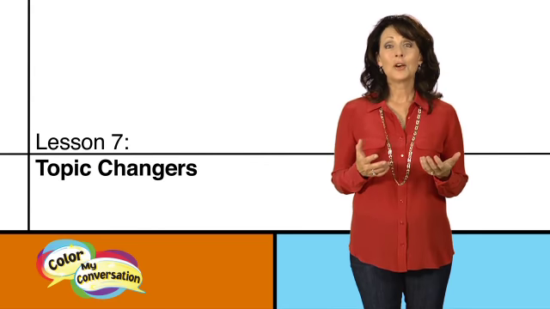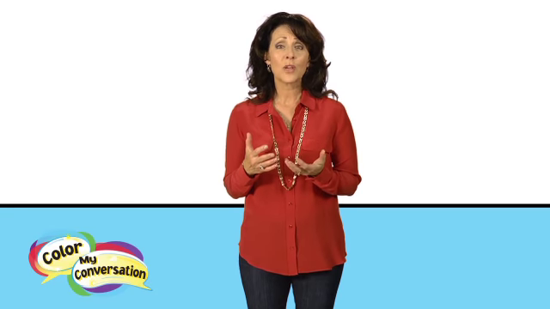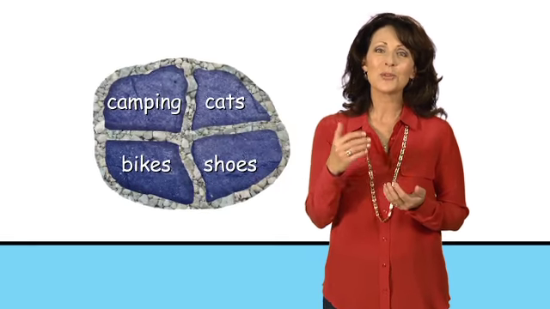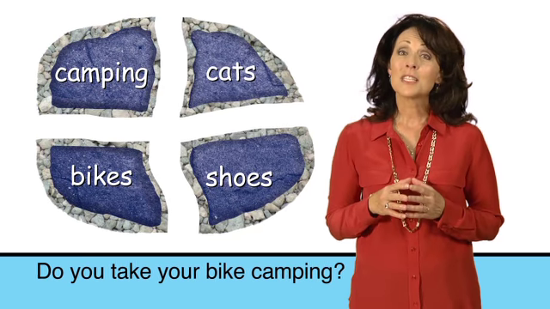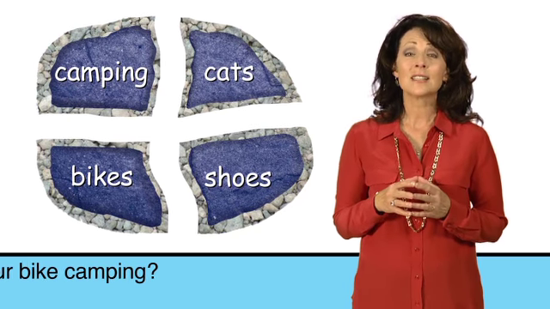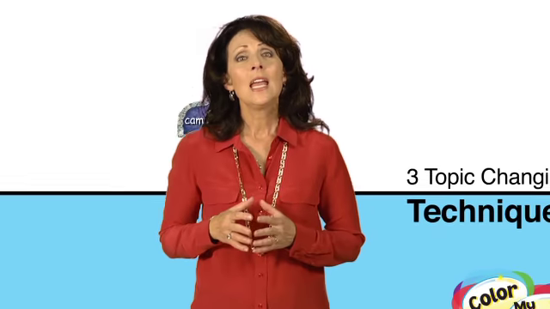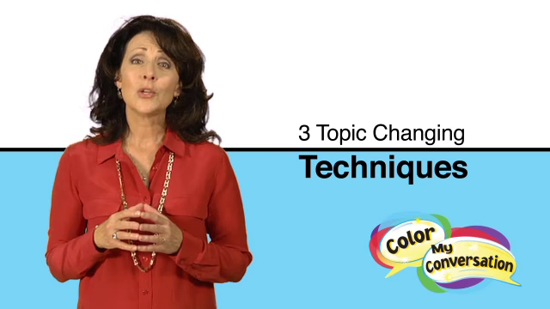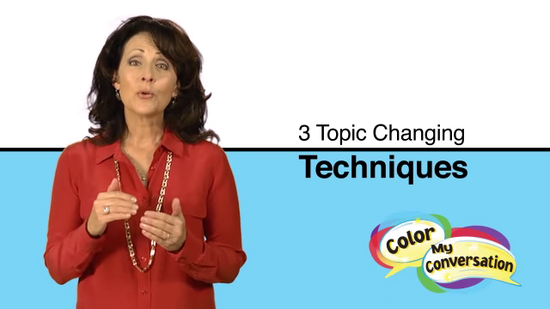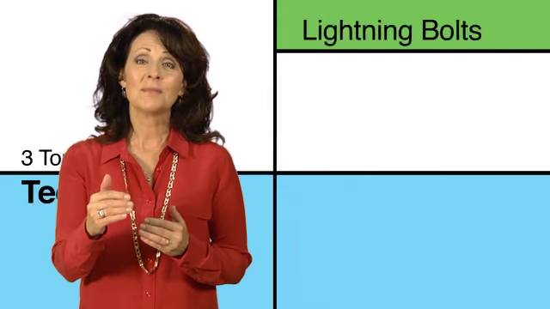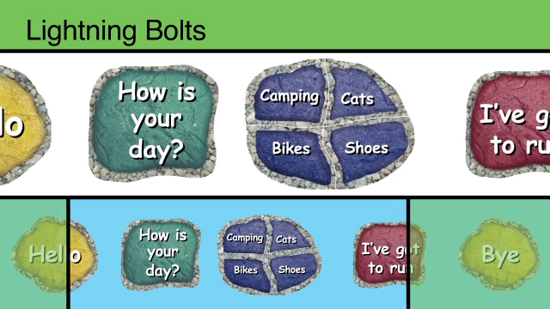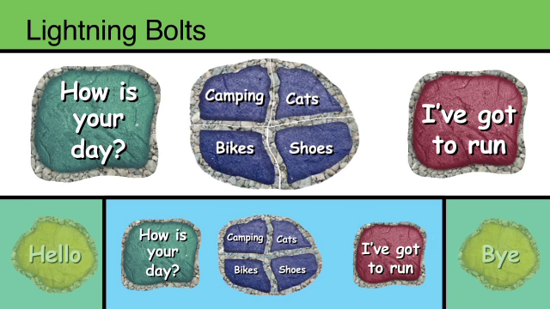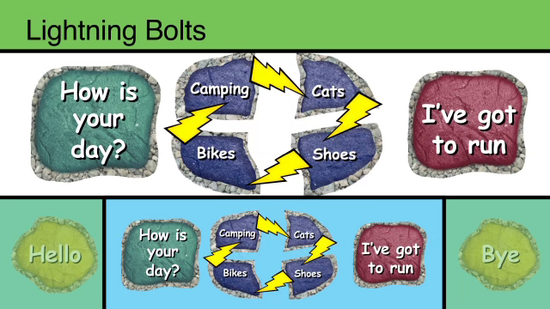Lesson 7, topic changers. Topic changers are the words and phrases that we use when we go from one topic to another. Now this happens to be a very complicated task, even for adults. In the Color My Conversation program, the conversation coach is going to use 3 techniques in order to teach this concept. Number 1, in the middle of the long conversation path, there's going to be lightning bolts.